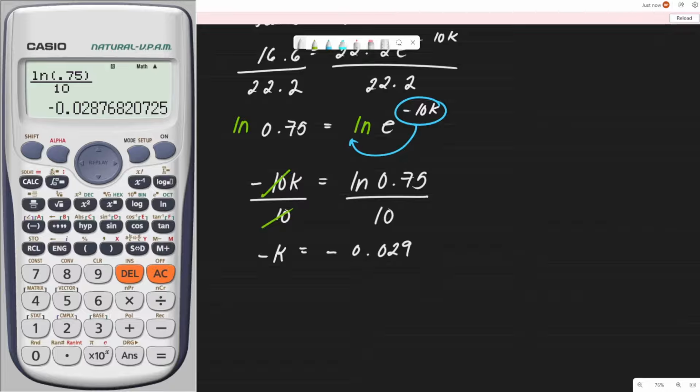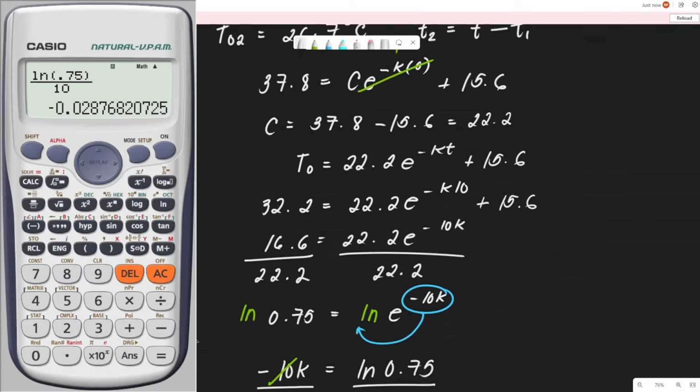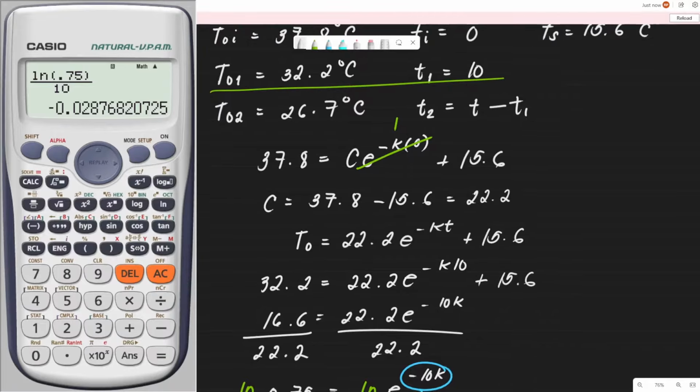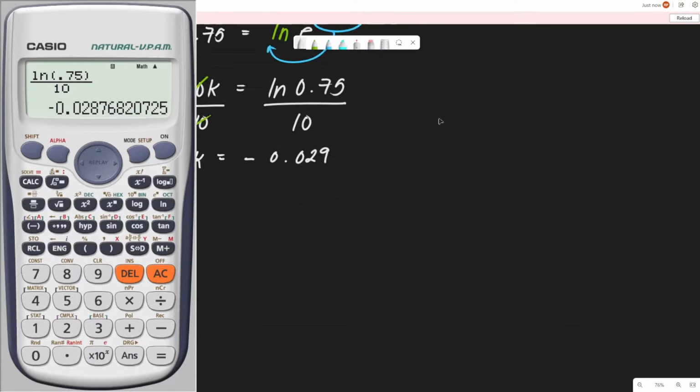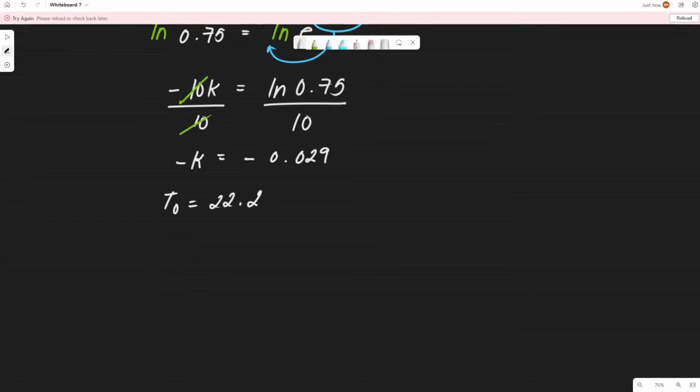So therefore, substituting the value of negative k to the working formula earlier, ito yung nauna natin ginawa. T sub O is equal to 22.2 e raised to negative 0.029 t, di ba? Plus 15.6. Okay? So, I hope you guys get it, ha?